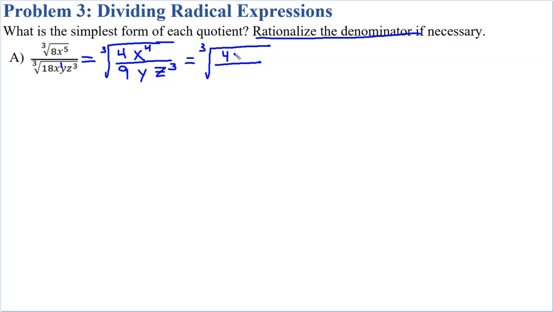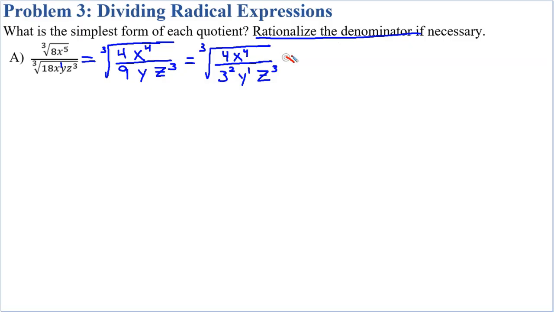Numerator we'll leave as is. We'll deal with later, such as the x to the 4th canceling out. Denominator, I'm going to rewrite the 9 as a 3 squared. The y I'm going to call a y to the 1. And z, I'm going to write a z to the 3rd.